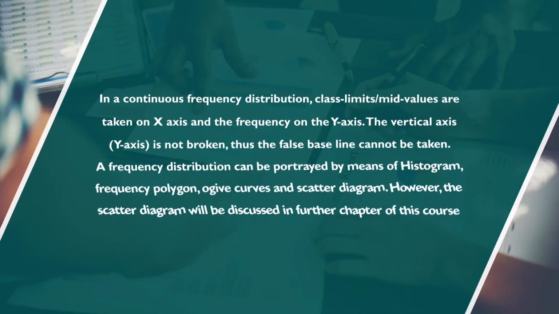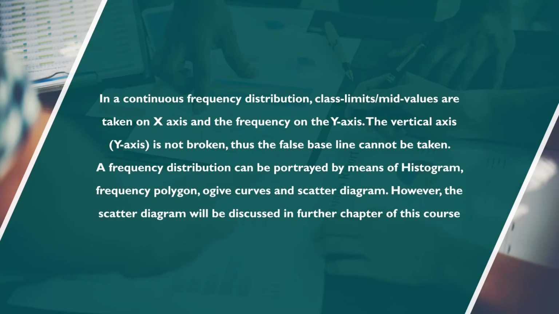So in a continuous frequency distribution, there is a class limit. Mid values are taken on the x-axis, and the frequency on the y-axis. The vertical axis, which we usually call the y-axis, is not broken, thus a false baseline cannot be taken. A frequency distribution can be portrayed by means of a histogram, frequency polygon, ogive curve, and scatter diagram. These scatter diagrams we are going to take with the help of certain examples in our coming sessions, and you will find out that there is a great use of scatter diagrams.